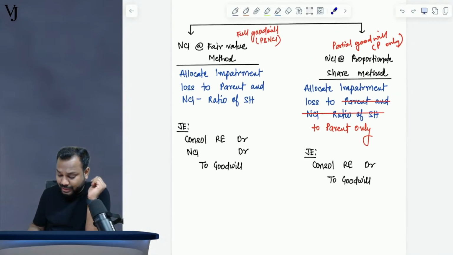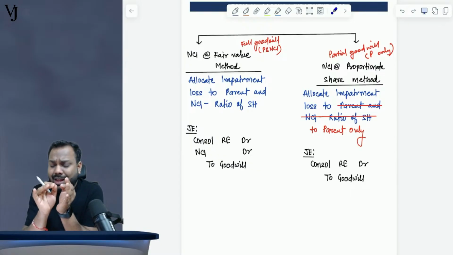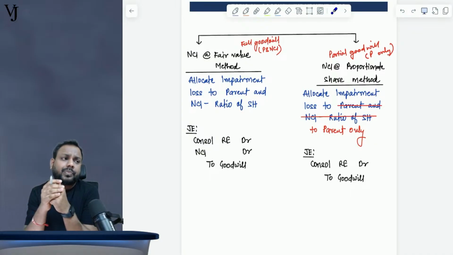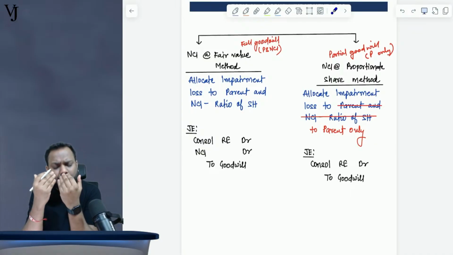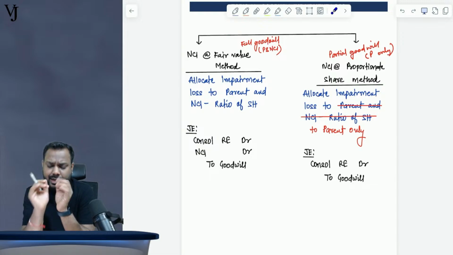Now, one more thing, understand. If the question gives you the amount of goodwill impairment and the question is a P&L question, you have to prepare consol P&L. So what will you do? You will record the entire amount of goodwill impairment in the admin expenses or operating expenses, whichever head the question asks you to add the goodwill impairment, you add it there.